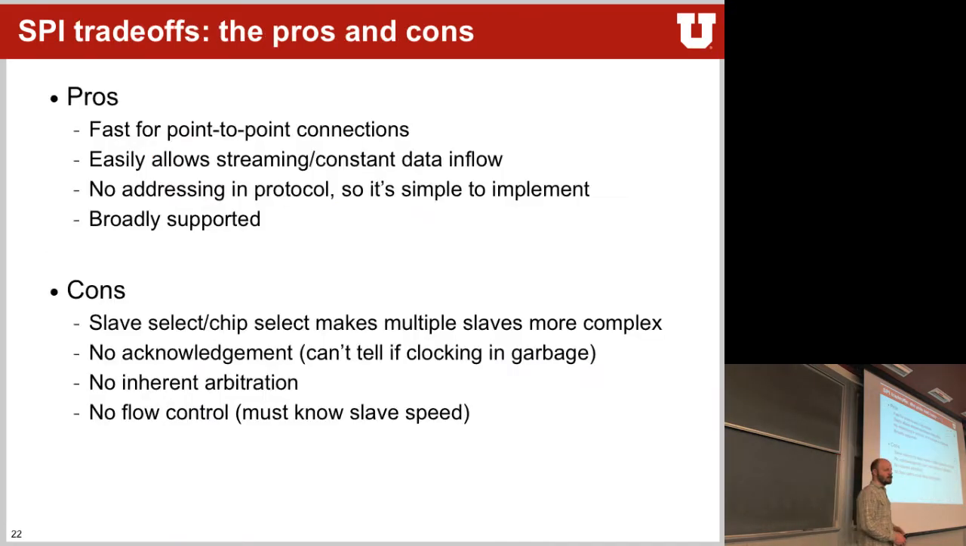Okay. So a couple of pros of SPI: it's an extremely fast point-to-point protocol. As you saw, you can go up to like 50 megahertz. That's fast for a serial protocol, especially on the small distances that you have. It easily allows streaming of data. As you can see, every time I send something over, I get something back, so you can be very fast in getting data from a device. It has no addressing. The addressing is done using its own chip select line.